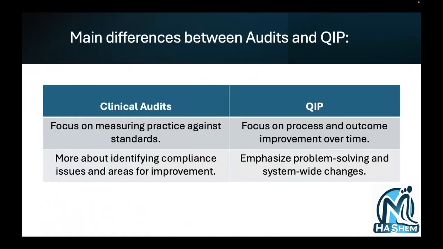So the main difference between the audit and QIP is that the audit is measuring your practice against a standard, not about your practice alone. We don't look into whether you are doing well or badly. We look into whether you are following the standards or the guidelines or not. But the QIP is not that. It's a continuous improvement process. You check what you are doing, you ensure whether it is perfect or not, and if it's not perfect, why it's not, and you plan to make it perfect.